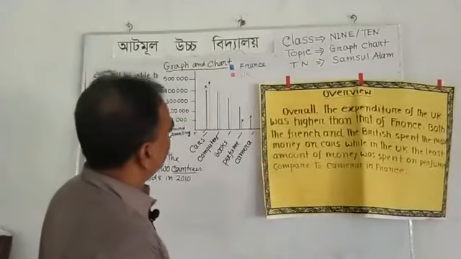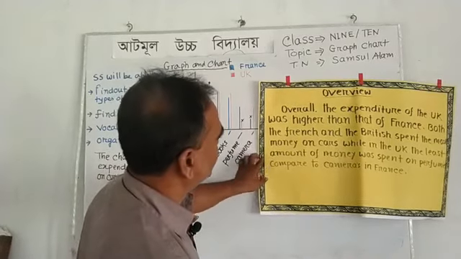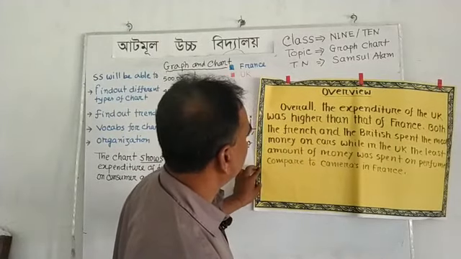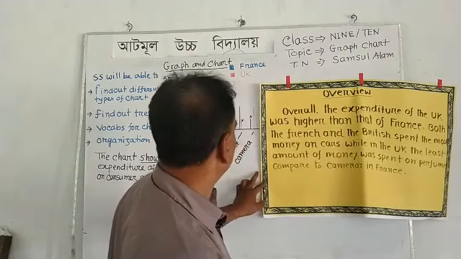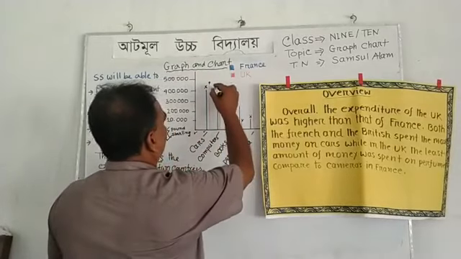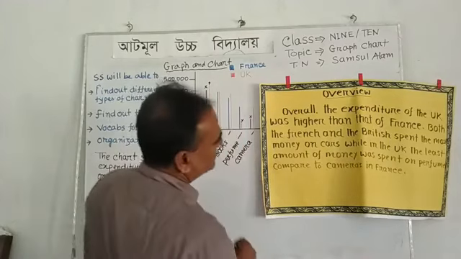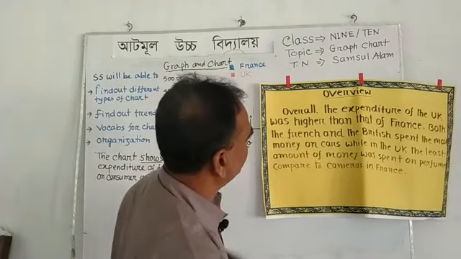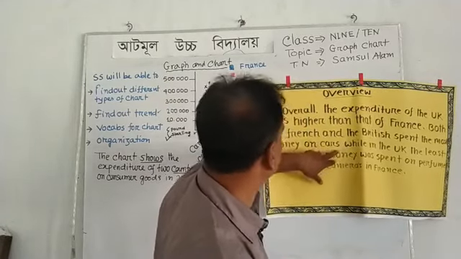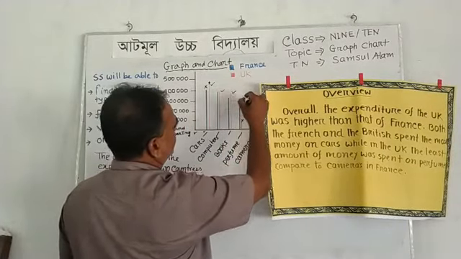So we can write the main trends in our overview. Look at the overview here. Overall, the expenditure of the UK was higher than that of France. Look here, the red color is higher than all the blue colors. So the UK has spent more money than France. So we have written here the expenditure of the UK was higher than that of France. In both columns, the UK is higher than France.